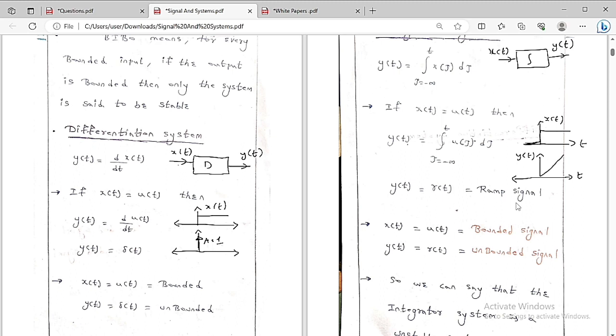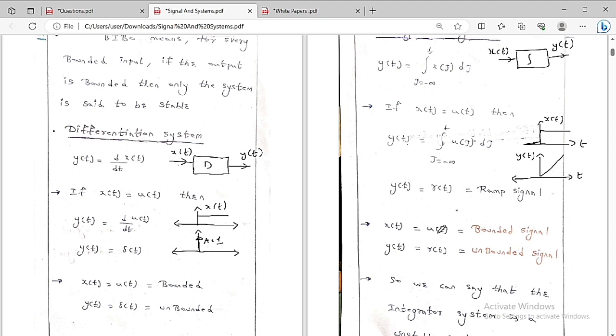So we can say this is the ramp signal. A ramp signal is unbounded. It does not have a finite value of amplitude; as time goes on, the amplitude keeps increasing. So the input is a bounded signal, but the output is an unbounded signal. So by default, we can say the integrator system is also an unstable system.